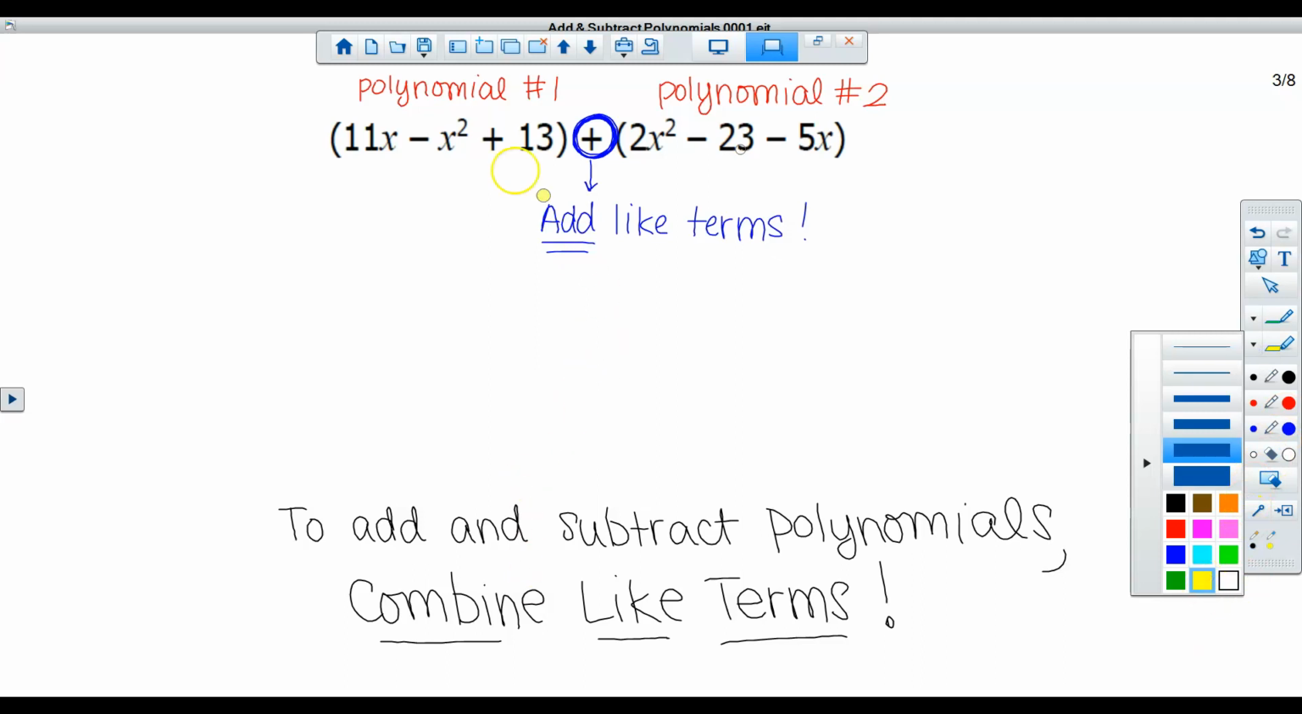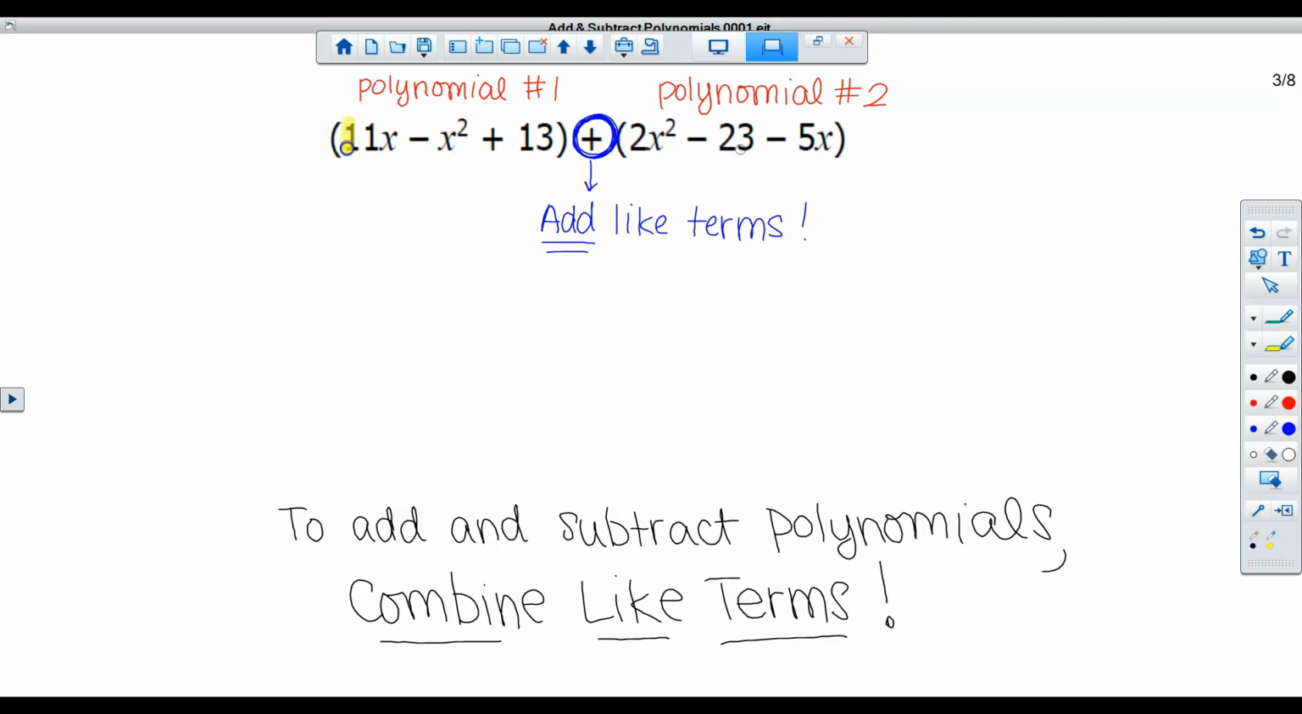So I'm going to start out over here in polynomial number 1, and I am going to highlight this first term. The first term in that polynomial is 11x. Now I know that a like term for that is going to have the same variable attached to it, so it should also have an x at the end of it. So when I come over here and I look at these three terms, there's only one that ends with x, and that's this one. That's negative 5x. So I'm going to go ahead and highlight negative 5x. So those two terms are like terms because they both end in x.